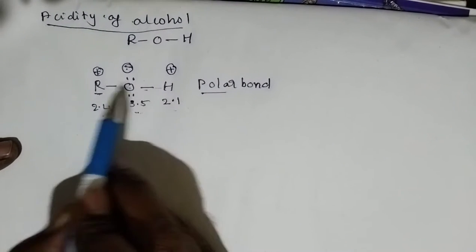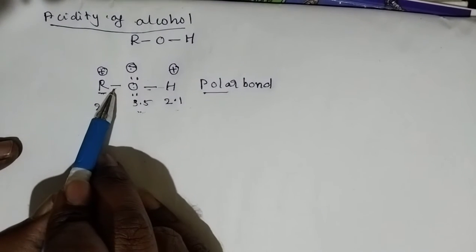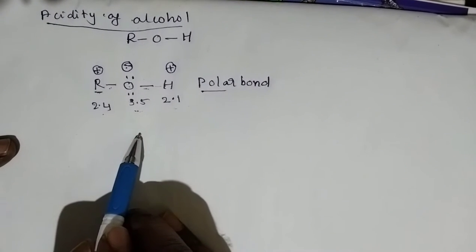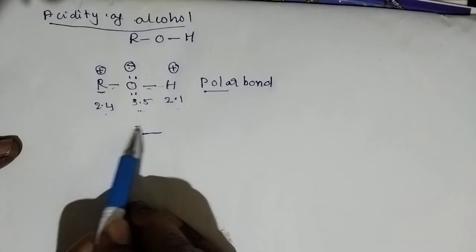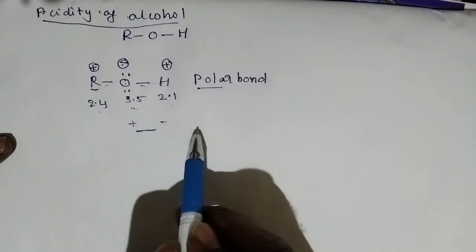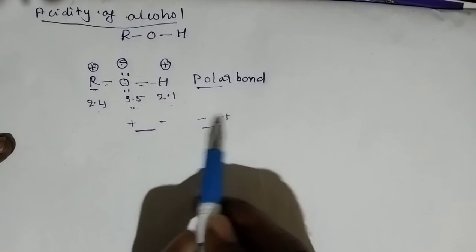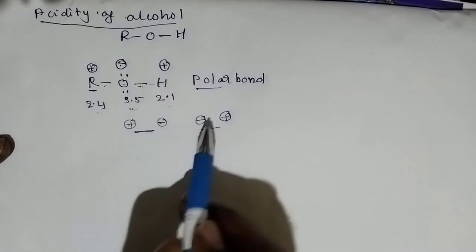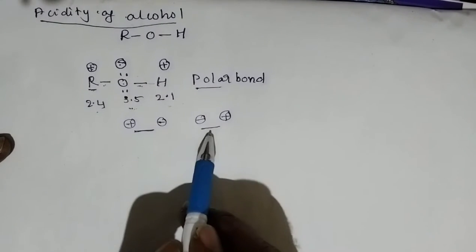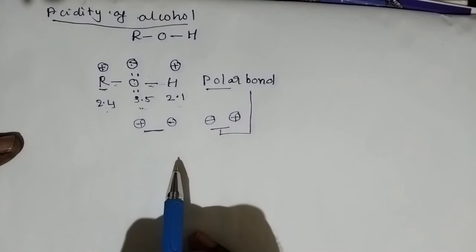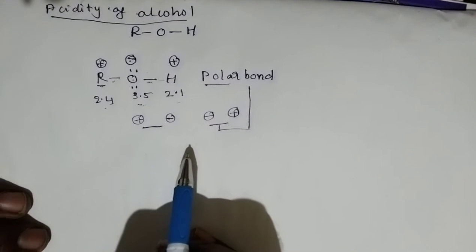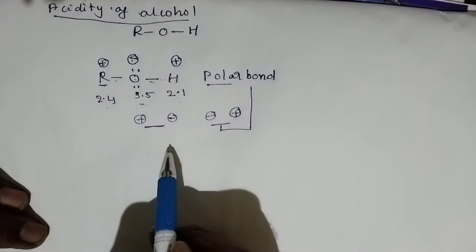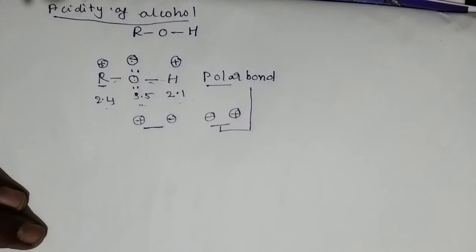So this bond acts as a polar bond, and this bond also acts as a polar bond. Why? Because the bond which exhibits a positive and negative charge is known as a polar bond. Due to this polarity, alcohol shows acidic nature.